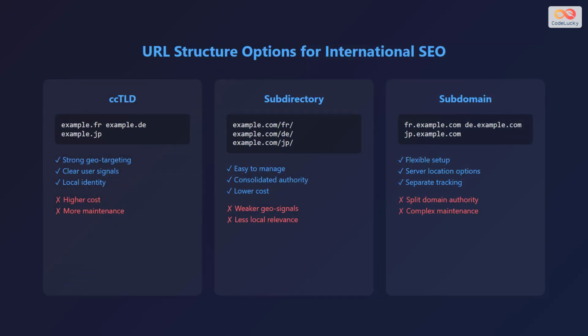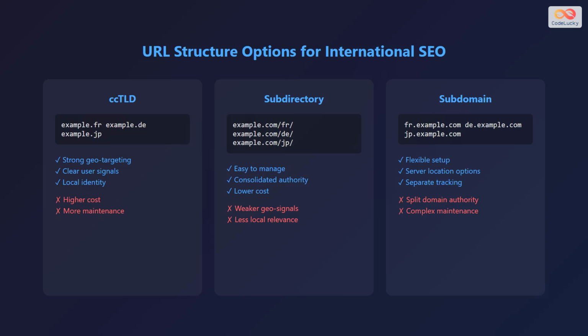One of the foundational aspects of international SEO is choosing the right URL structure. There are three primary options to consider: country code top-level domains, subdirectories, and subdomains. Let's explore each of these. First up are country code top-level domains, or ccTLDs. These use a country-specific domain extension, like .fr for France, .de for Germany, or .jp for Japan. The examples would be example.fr, example.de, and example.jp.